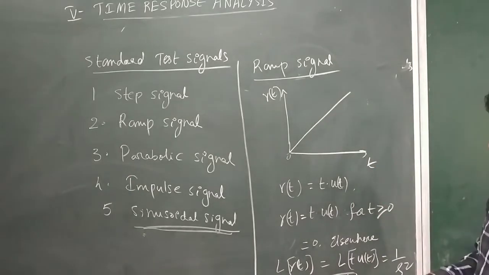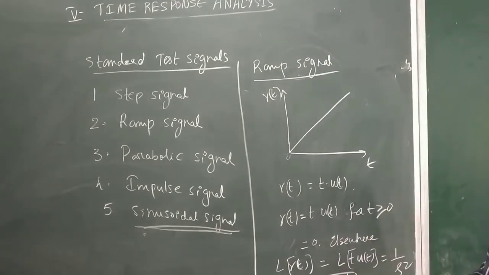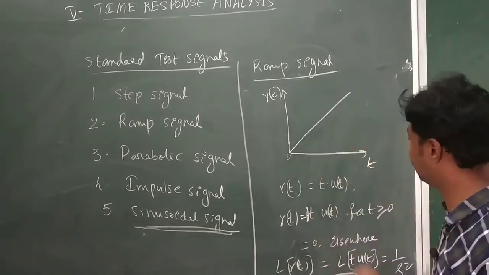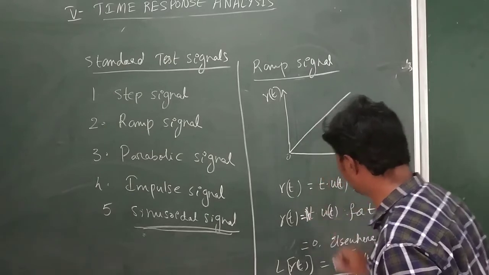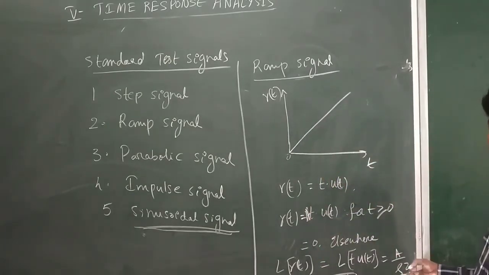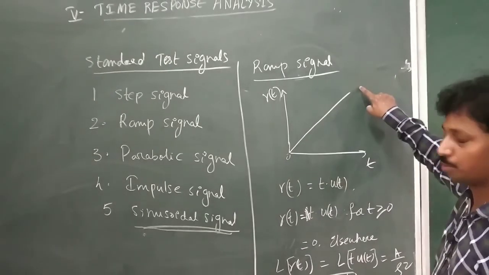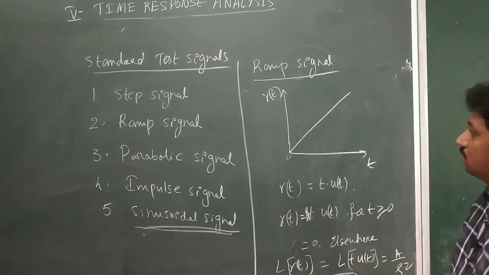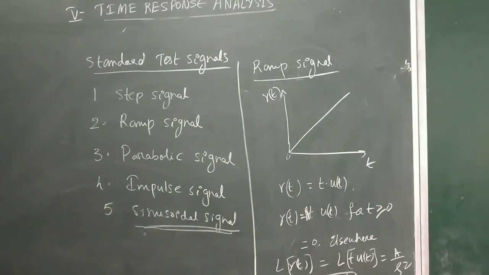You can also multiply with A here. If you multiply A, finally you will get A by s square. This is the magnitude of the slope. The magnitude could be 1, 2, 3, so it can be changed. Next we see the parabolic signal.